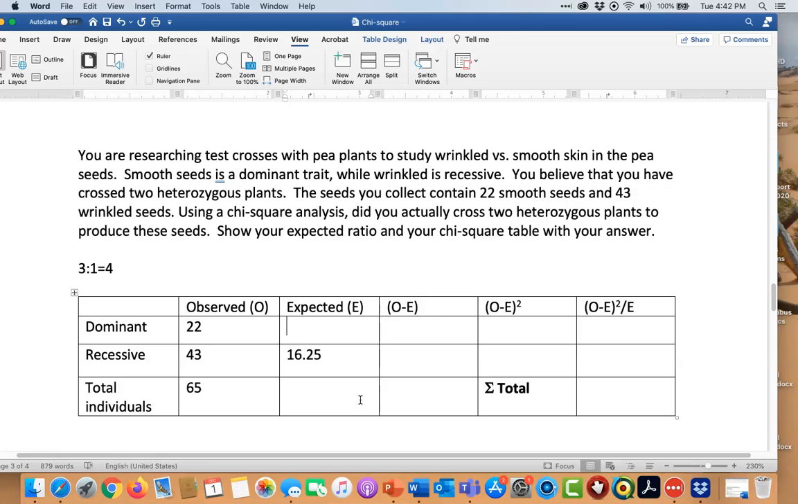So now we take 16.25 and multiply it by 3 to be able to get the other part of our ratio. So that's 48.75. So we've got 48.75 for our dominant expected and 16.25 for our recessive expected. So we're just going to go across. So 22 minus the 48.75 gets us the negative 26.75.